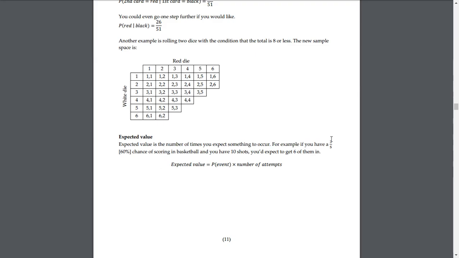For example, if you have a 3/5 or a 60% chance of scoring in basketball and you have 10 shots, you would expect to get 6 of them in. And that comes from the expected value being the probability of it happening, 3/5, multiplied by the number of attempts, which is 10, which gives you 30 over 5, which is the same as 6. So expect to get 6 of them in.